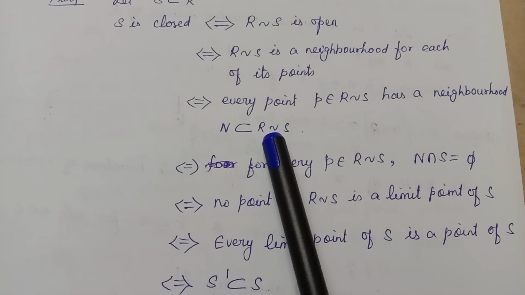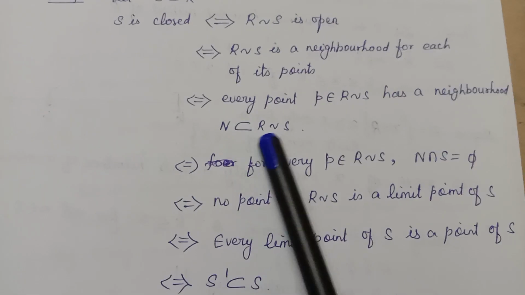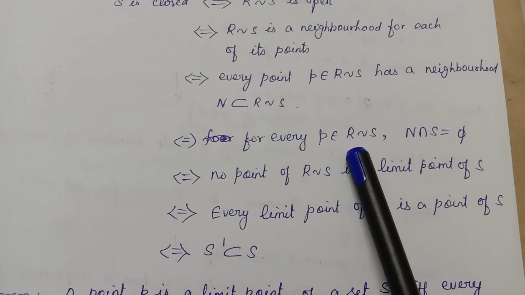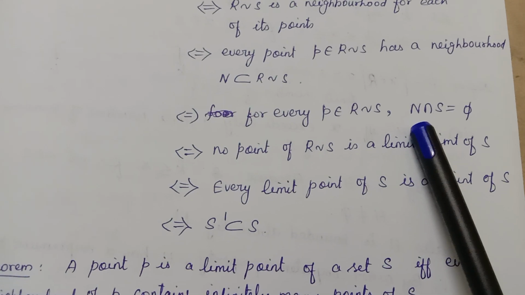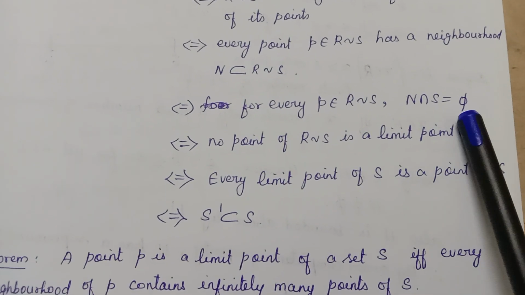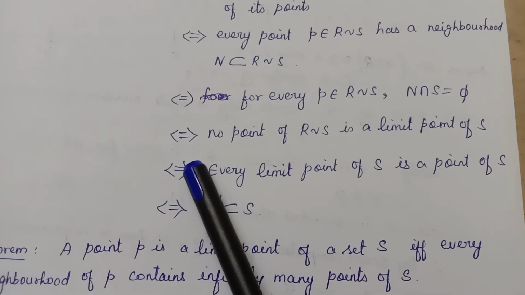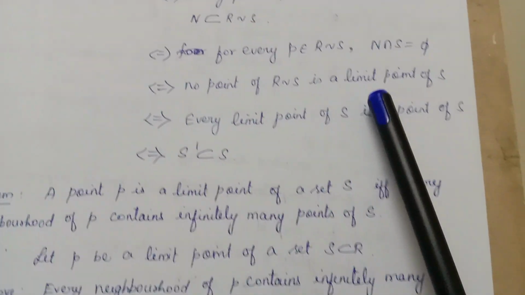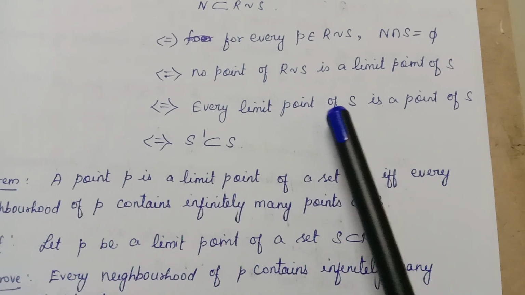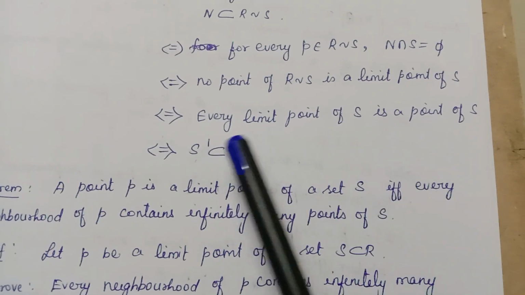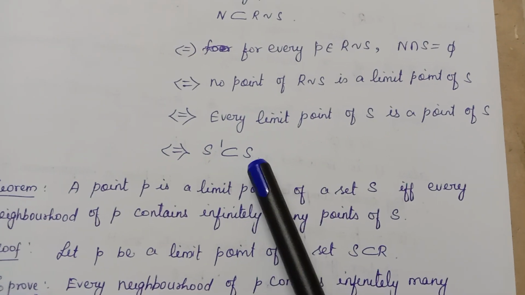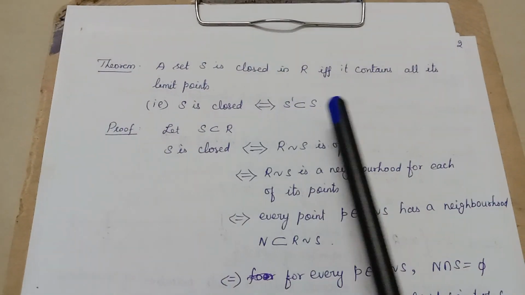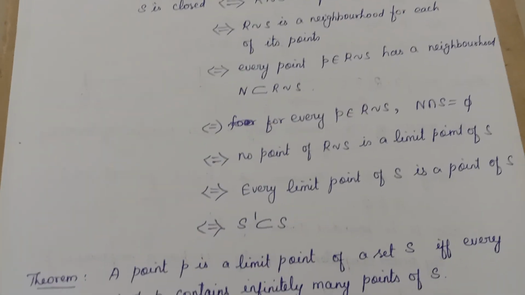So for every point there exists at least one neighborhood satisfying this. So that means whatever point P you take in R minus S, N intersection S is empty. That means no point of R minus S is a limit point of S. That means every limit point of S is a point of S. Therefore, what do we conclude? S dash is contained in S. So a set is closed if and only if it contains all its limit points.